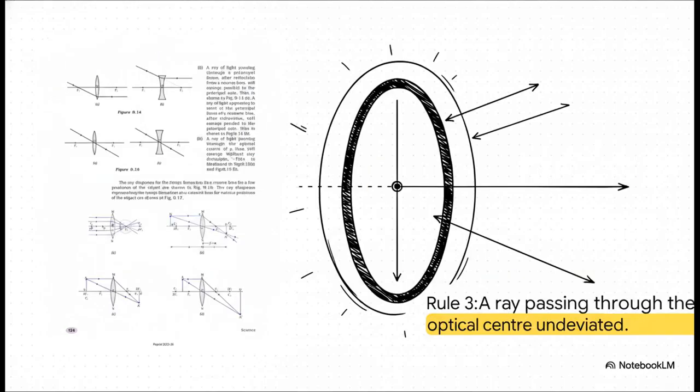And here we have the easiest rule of them all. This one's my personal favorite. There's a kind of magic point right in the dead center of the lens. We call it the optical center. Any ray that passes straight through this point, well, it just keeps on going. No bending, no deviation, nothing. This is your go-to ray for drawing diagrams quickly and accurately.